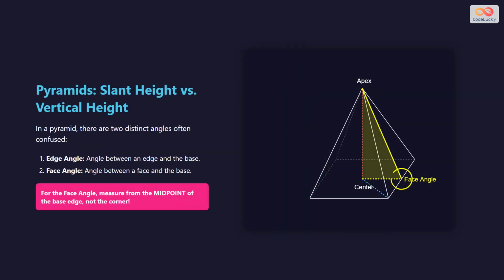Pyramids are tricky because they have 2 different types of angles. There is the edge angle, which runs along the corner spine. And there is the face angle, which runs up the middle of a flat side. Always ensure you are measuring from the correct point on the base, either the corner or the midpoint.